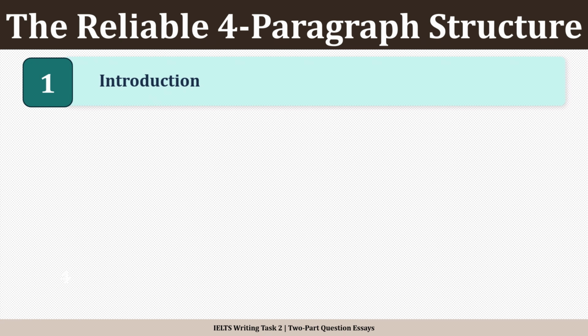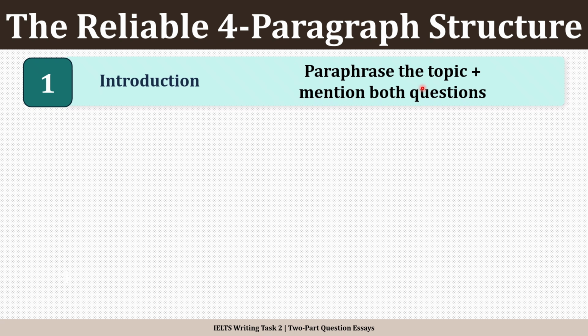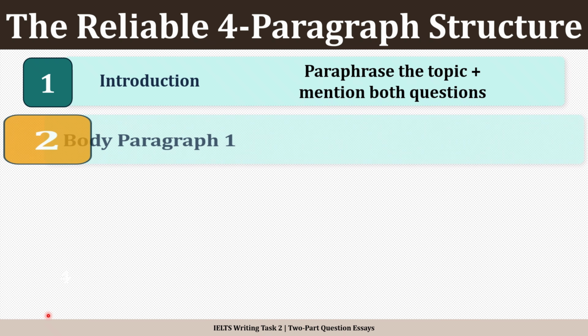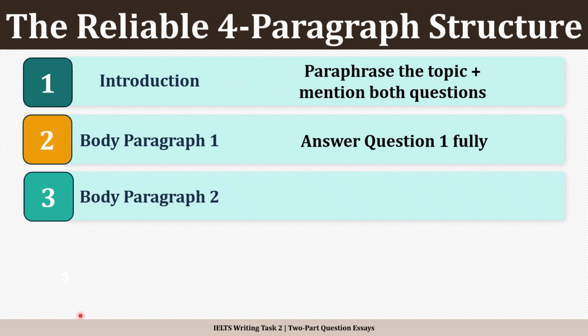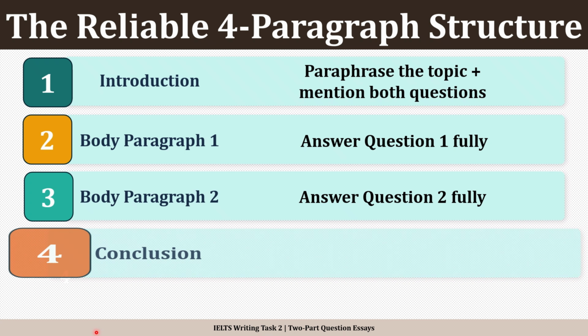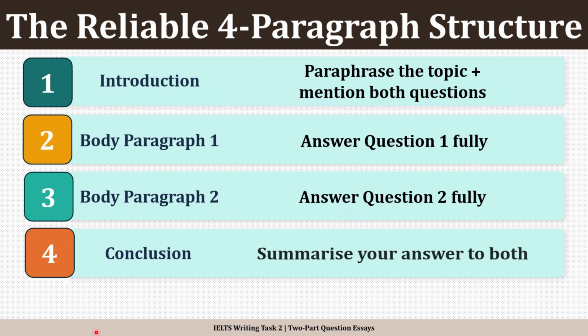Paragraph 1 is the introduction. Here you paraphrase the topic and indicate that you'll answer both questions, so the examiner knows exactly what's coming. Paragraph 2 is body paragraph 1, where you answer the first question completely. Paragraph 3 is body paragraph 2, where you answer the second question fully. Finally, paragraph 4 is the conclusion, where you briefly summarize your answers without introducing any new ideas. This structure is simple, balanced, and easy for the examiner to follow.